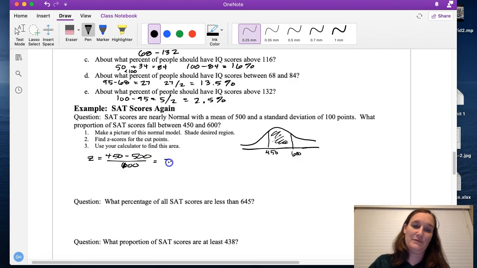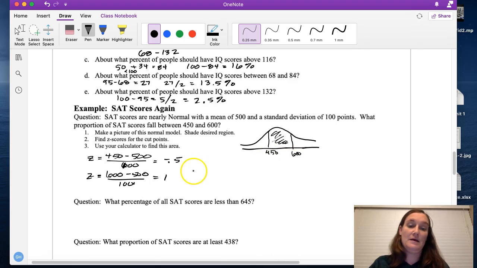So that's negative 0.5. That's why it was so hard for me to figure out. I was like, divided by 600. Then 600 minus 500 over 100 is 1. Okay? So what we're going to be doing is we're finding the area. Really, if we drew the standardized version of this, we'd have 0 in the middle, and we'd have negative 0.5 and 1.